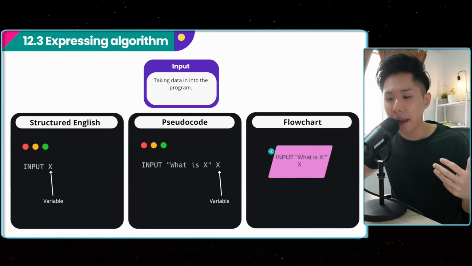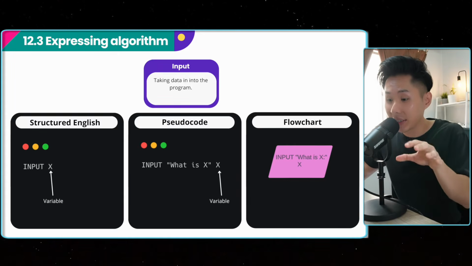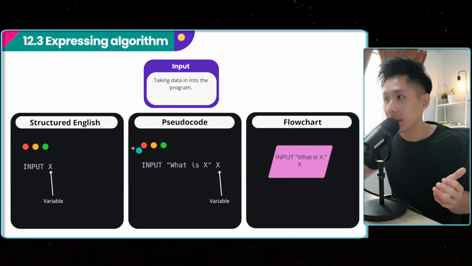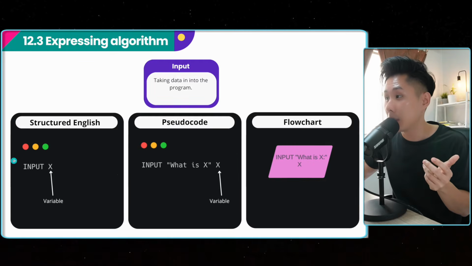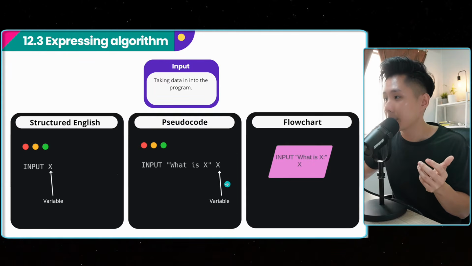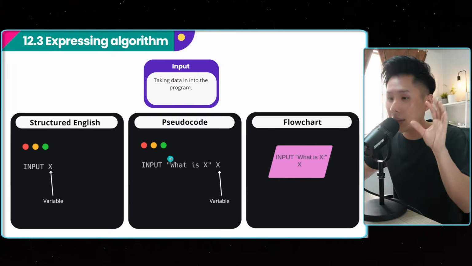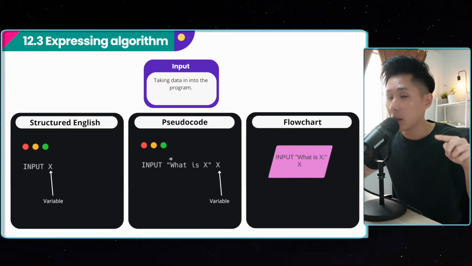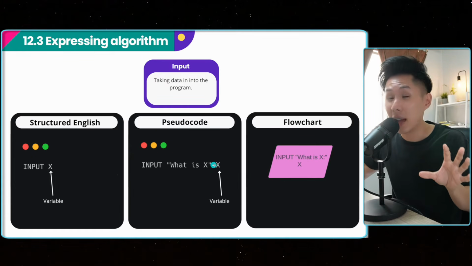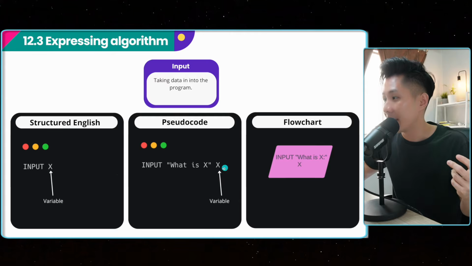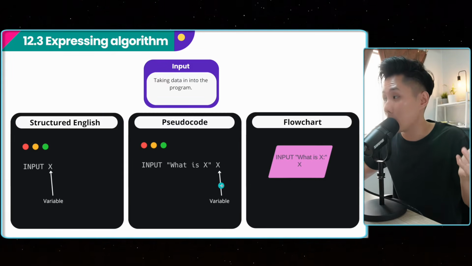First of all, input. Input means that you are asking the computer to ask the user for an input in your program. So it could be like you want to ask for a value. Then in English, you could do input X. In pseudocode, you could add a prompt to your input, meaning you show on the computer to the user what is X. Then the user will have to enter the value of X into your program. And then this value will be stored in a variable, which we'll discuss in a while.